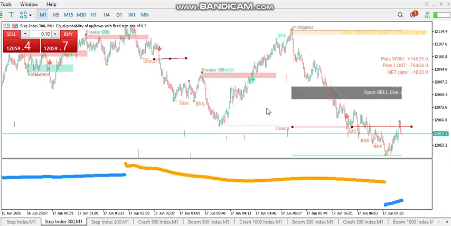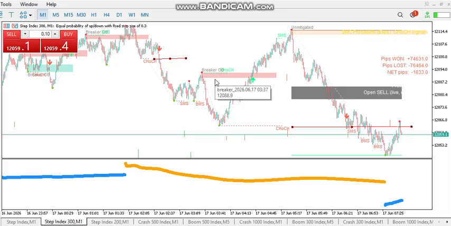So as you can see now, this is Step Index 300 on 1 minute time frames. So we are going to be using this particular pair to identify what has happened on this particular trade. So I told you guys that what you will be always looking for is your breaker level. We have two types of breaker level. The first breaker level is a downtrend breaker level, and the second breaker level is an uptrend breaker level.